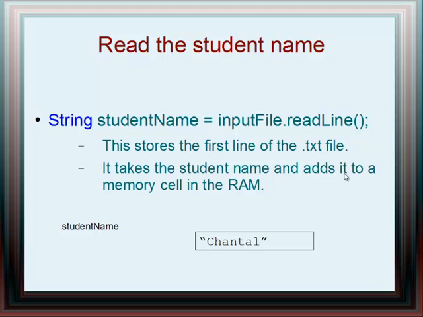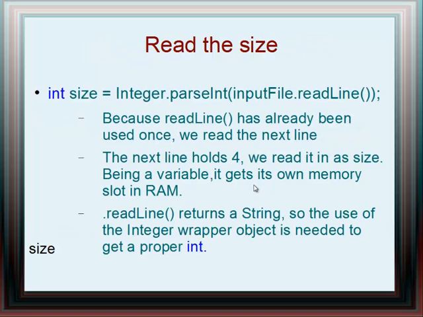Okay, first off we have to read the student's name. So we have studentName declared here as a String, and then to do that we use BufferedReader's readLine. So inputFile.readLine. This stores the first line of the .txt file. It also takes the student name and adds it to a memory cell in the RAM. And like we have here, we have a random slice of RAM located with studentName, and it's storing the name Chantal currently.